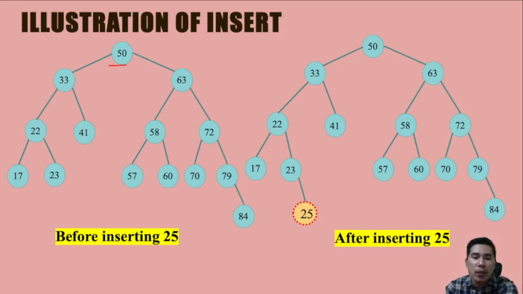Let's say for instance, we are going to insert 25. So 25 will be compared right here. 25 is less than the root, that's actually true. Therefore, 25, go to the left. So 25 is less than 33, go to the left. Is 25 less than 22? Since it's greater than 22, therefore it goes to the right side. And then since 25 is greater than 23, therefore it must be placed right here. So after inserting 25, your 25 is going to be the right child node of parent 23.